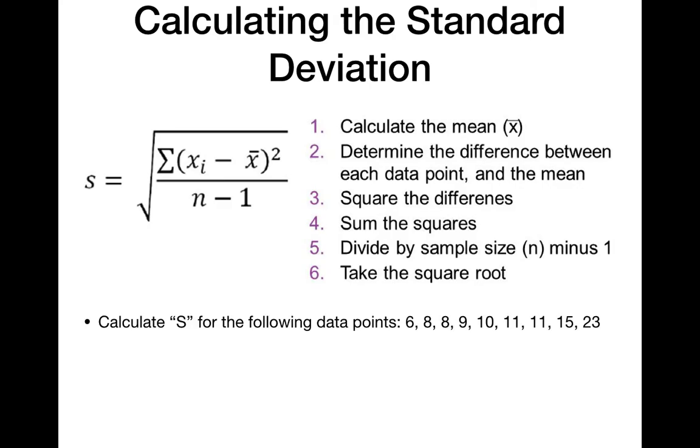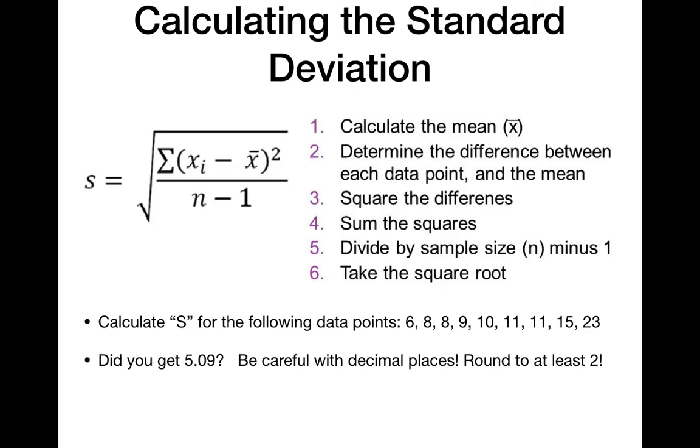So try it for yourself. Here are your points. I put them in order for you, calculate the standard deviation. Pause the video and give it a go. Okay, did you get 5.09? If you did not, double check your decimal places. Make sure you have at least 2 decimal places. Otherwise, rounding can definitely mess up your numbers.